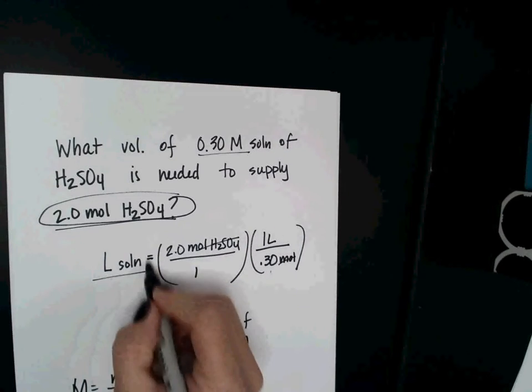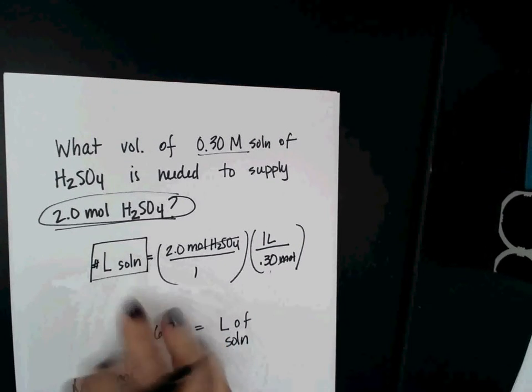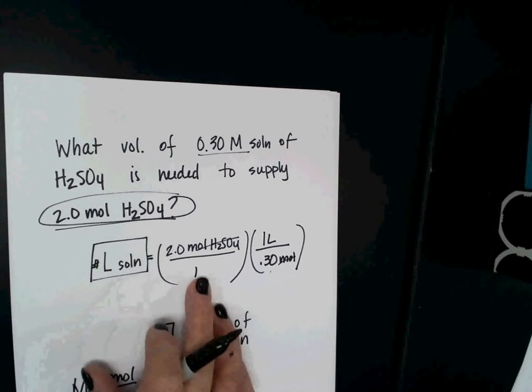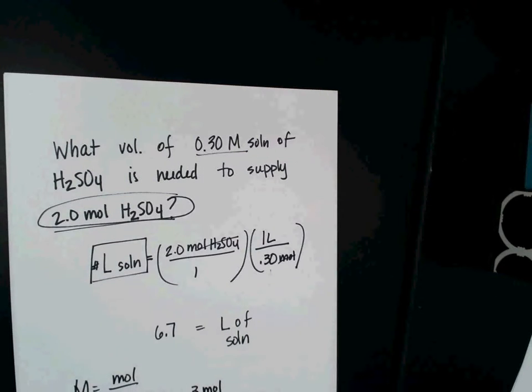Because this is telling me the number of liters of solution. This is outside the equation. It's what I'm solving for. This is not over liters. It's just over 1, just like we used to do in the old easy stoichiometry stuff. Okay? So when I then actually do the math, that looks about right, 6.7 liters of solution.